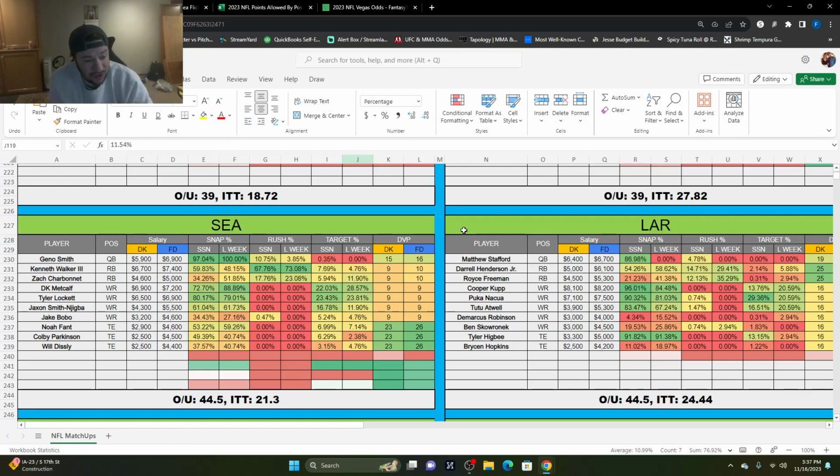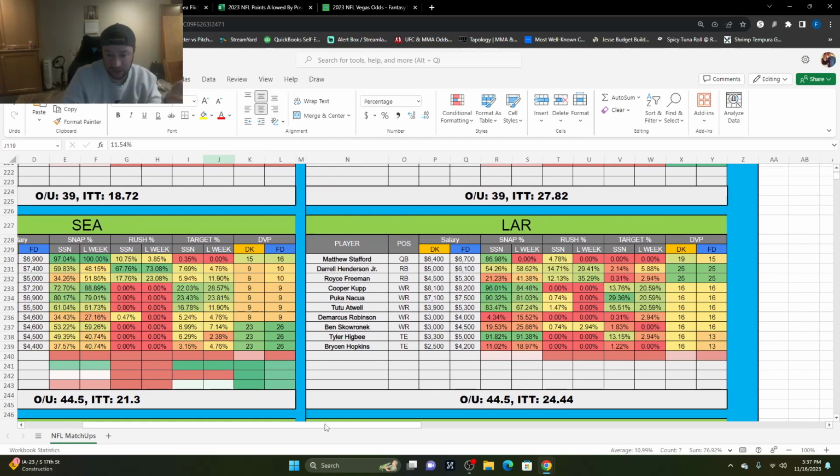So when you get into that, that's where we're at. Players that make sense to use, if you're going with a stack: Geno, Kenneth Walker, DK Metcalf, Tyler Lockett, obviously, Jackson Smith-Njigba, a cheaper option at 4,300 I'm okay with. Tight end wise, it really depends. They're not getting targeted that much. Fant was 7% last week, 6.97% on the year. It's a good spot for them, they're just not getting targeted.